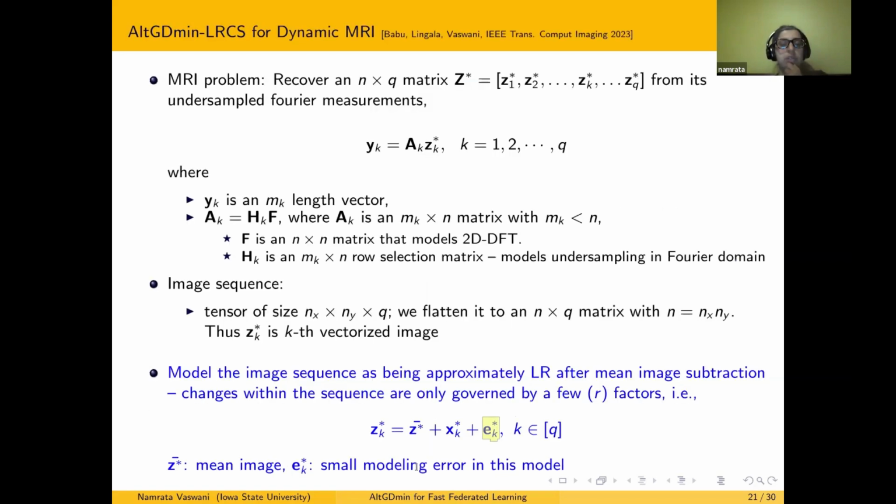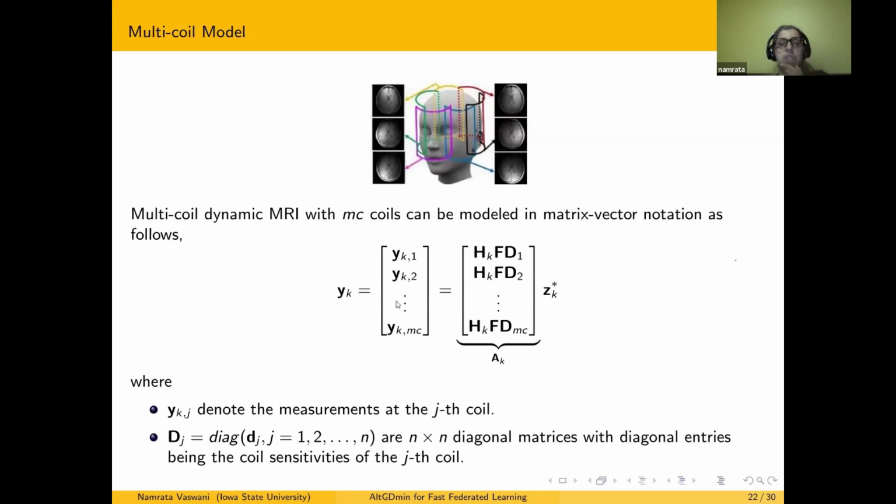So this was the very simplified setting. Actually, what we worked with was multi-coil dynamic MRI, which is the standard type of MRI that's used these days. I'll skip these details.